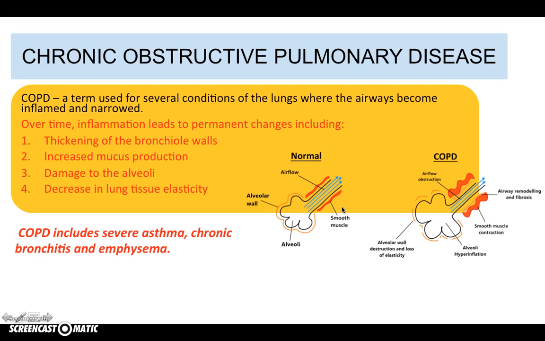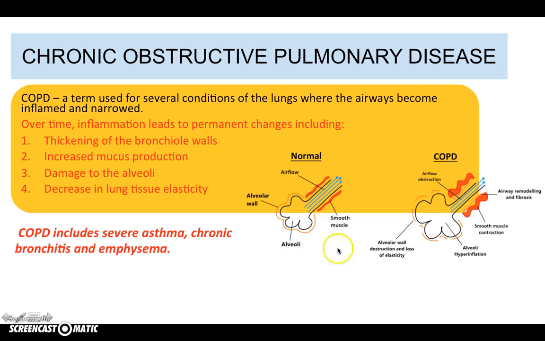Chronic obstructive pulmonary disease, or COPD, is a term used for several conditions of the lungs where the airway becomes inflamed and narrowed. So it's an umbrella term, okay, for one or more respiratory diseases. So it could be severe asthma, chronic bronchitis, emphysema, where persistent inflammation leads to permanent damage of the airway. So over time, inflammation leads to permanent changes, including thickening of the bronchi walls, increased mucus production, damage to alveoli, decrease in lung tissue elasticity. COPD includes severe asthma, chronic bronchitis, and emphysema, as I've just said.